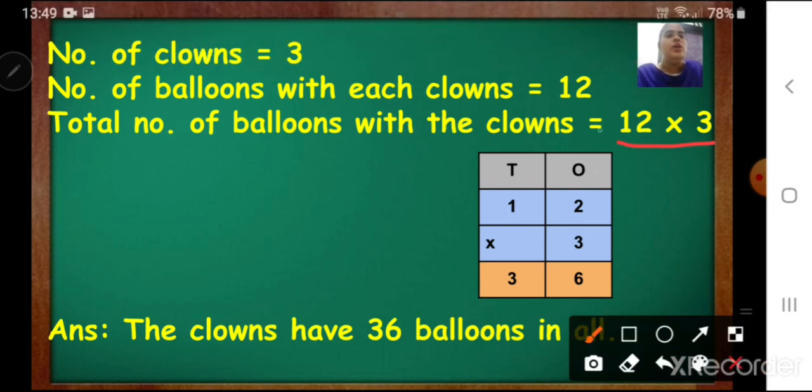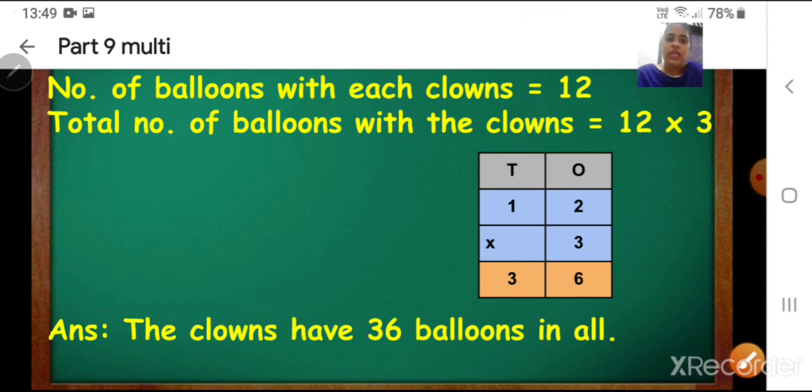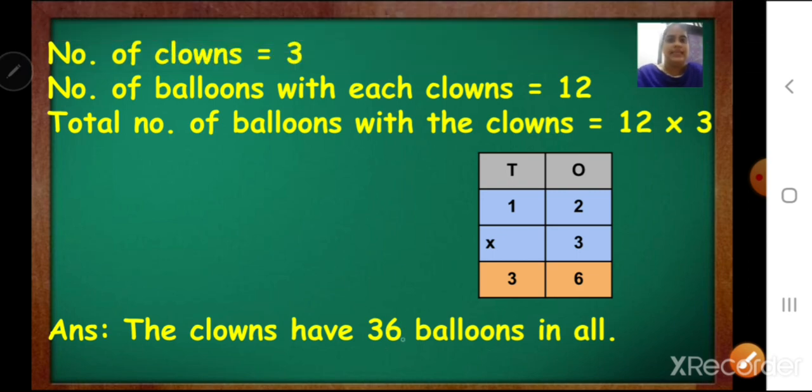So you have to do the multiplication. This step is also important. You have to draw the columns, write the numbers and then multiply. Now 12 into 3. Start from the ones place. 3 2s are 6, 3 1s are 3. So in total how many balloons do the clowns have? 36.